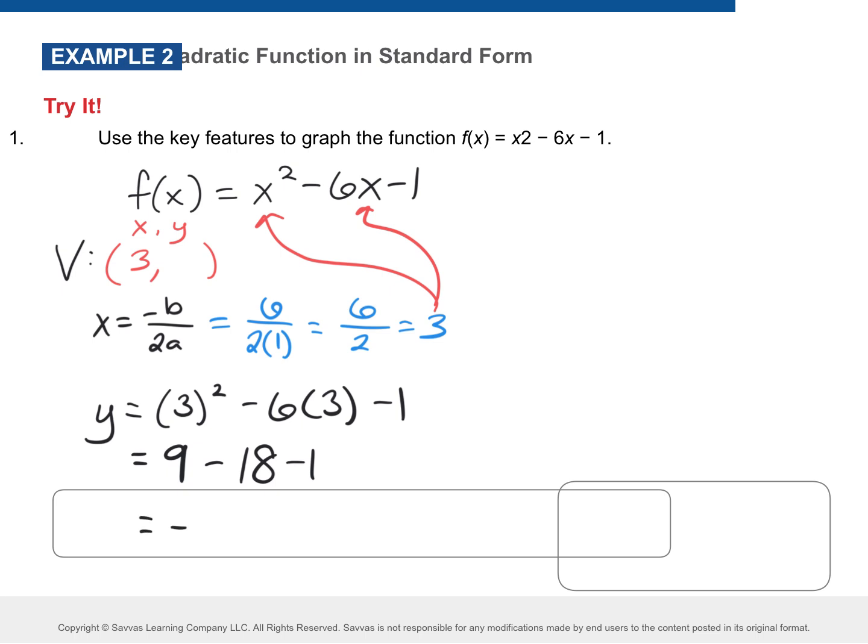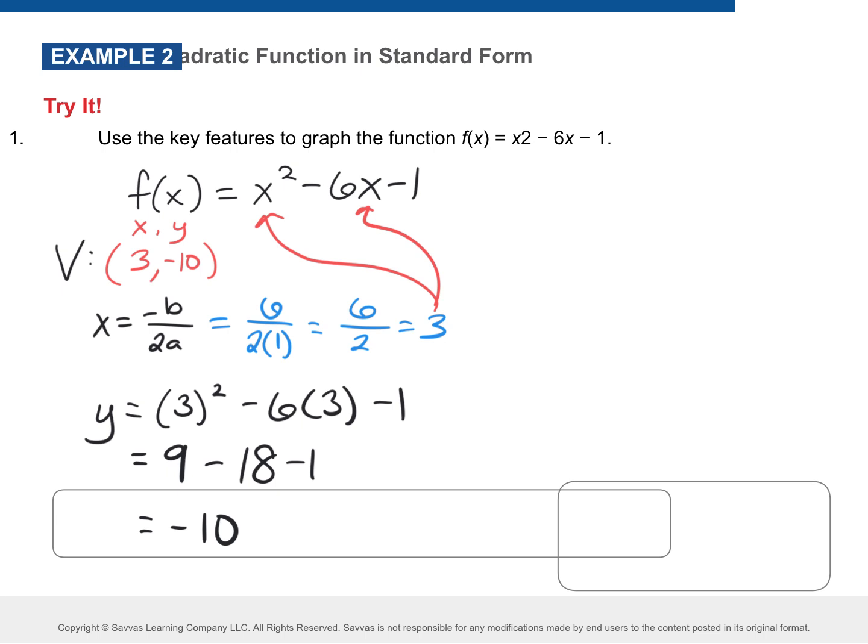You get negative 10 after you subtracted all of those. Okay, because 9 minus 18 is negative 9. Minus 1 is negative 10. What did that just give me? That gave me the y.